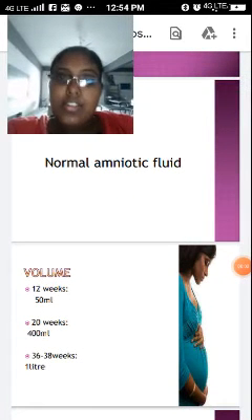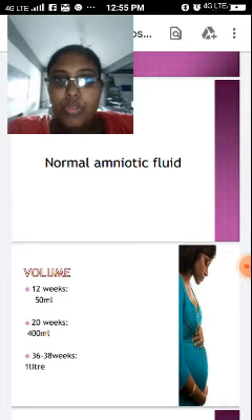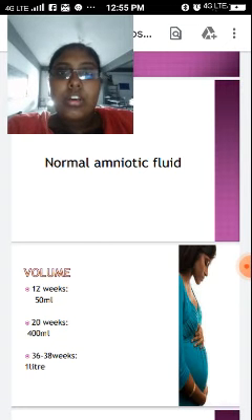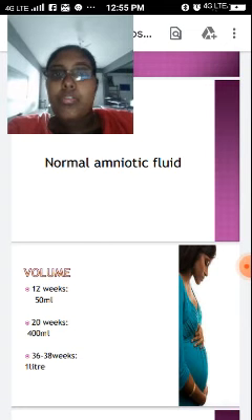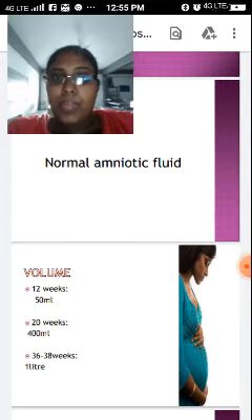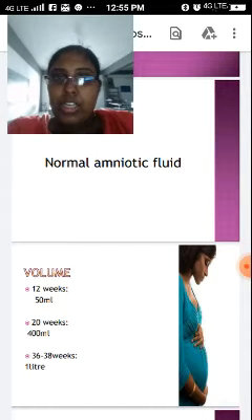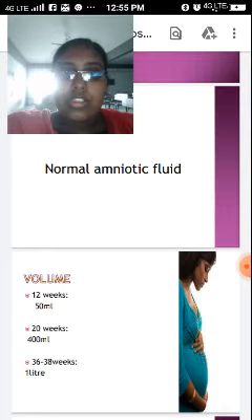So the next disease condition is oligohydramnios. Hydramnios refers to abnormalities where the amniotic fluid is decreased or increased during pregnancy. There are two types: polyhydramnios and oligohydramnios. Today we are going to discuss oligohydramnios.